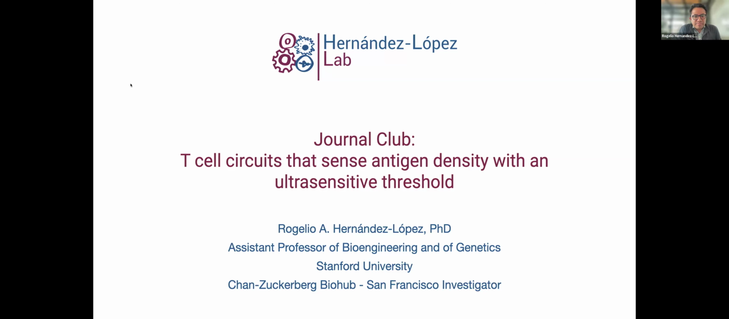In the previous session, if you were here a few weeks ago, I told you that today we were going to discuss this particular paper, T-cell circuits that sense antigen density with an ultrasensitive threshold. So what I'd like to do today is to tell you more about this idea of how you can use synthetic biology, and hopefully after today's talk, all these cartoons are going to make sense.